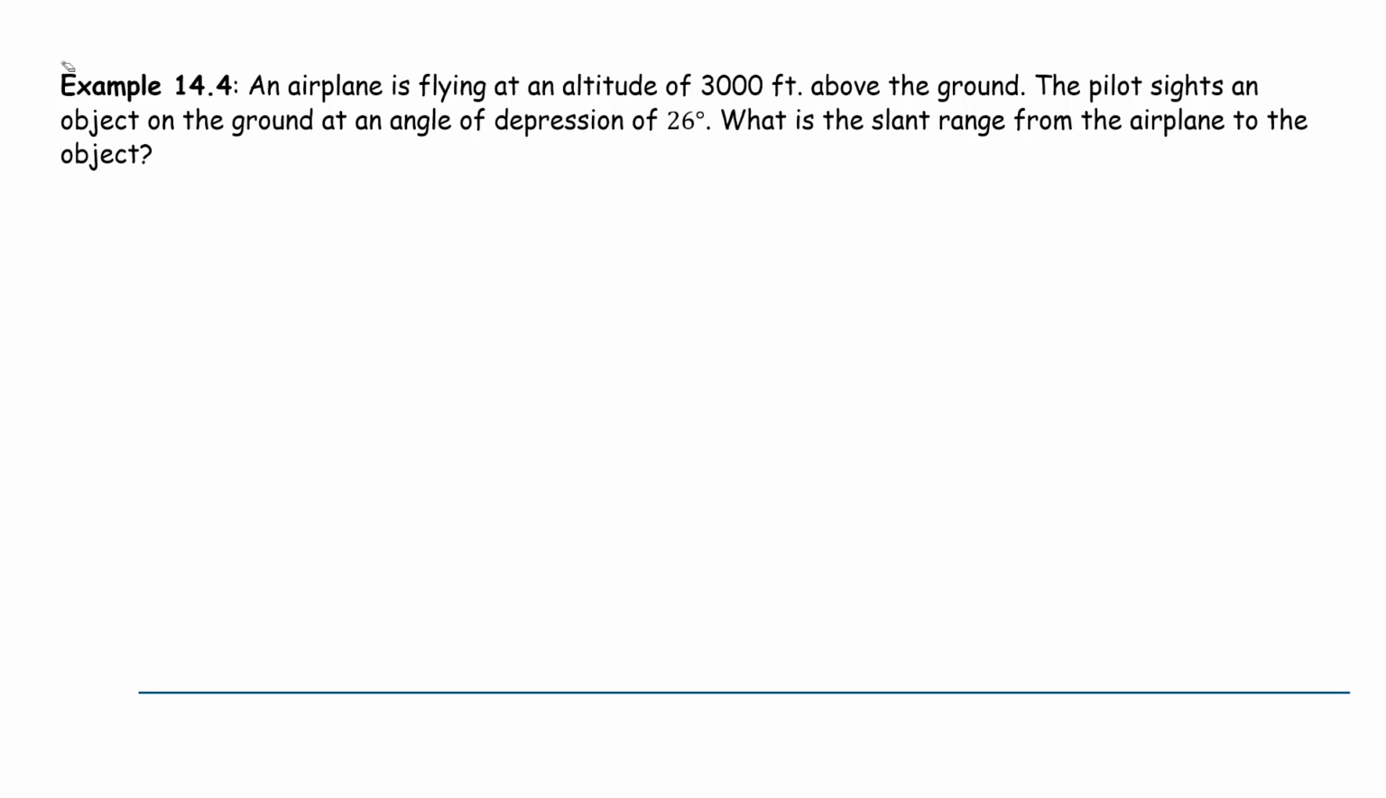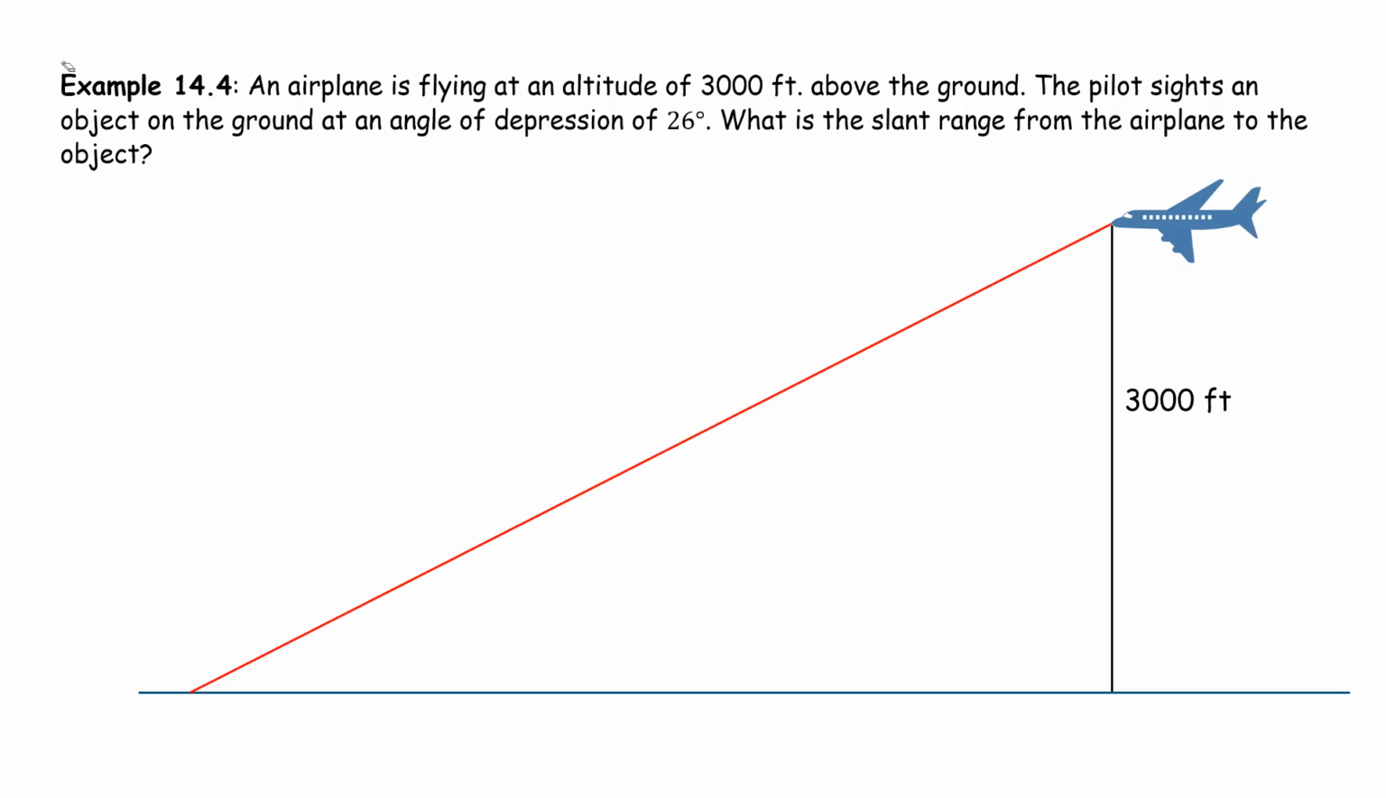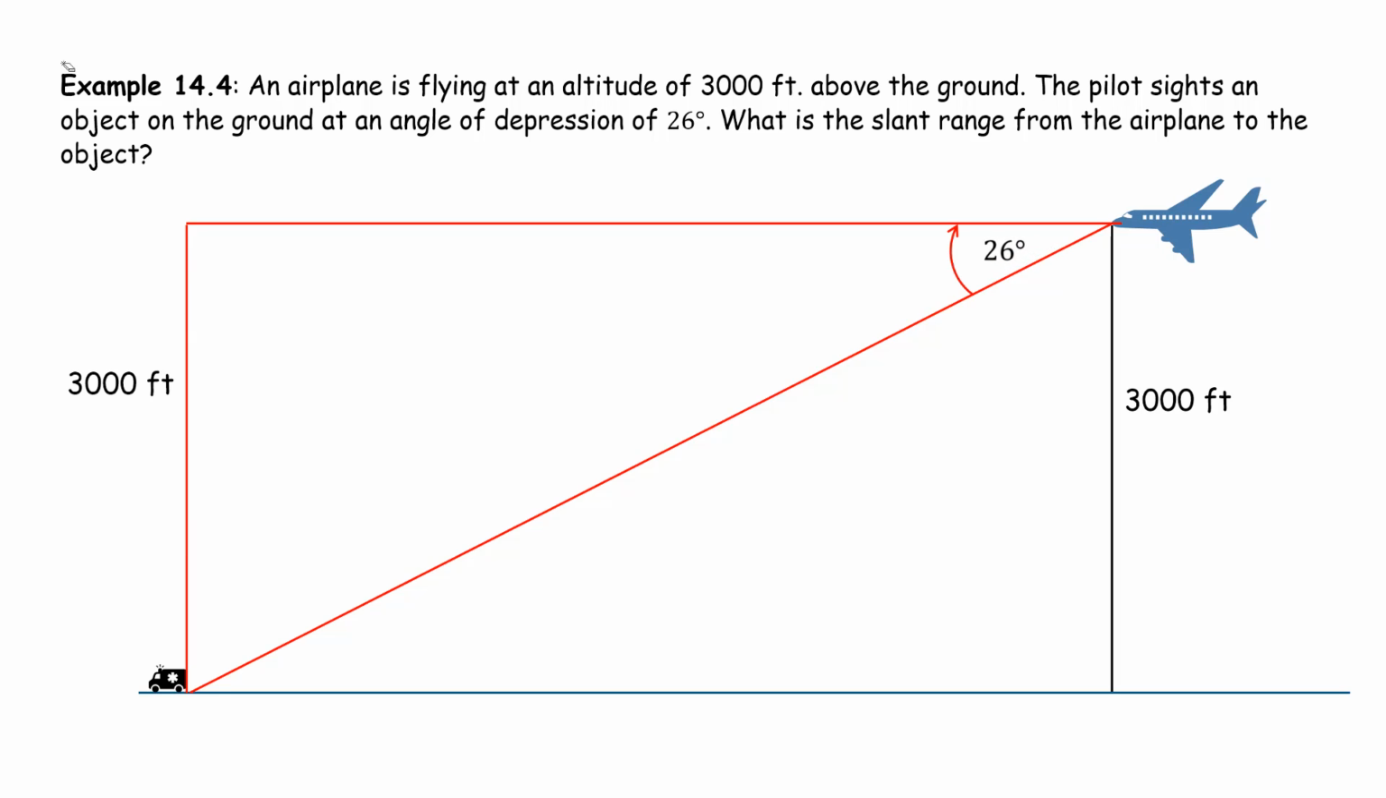Okay, so here is another one with an angle of elevation or depression. An airplane is flying at an altitude of 3,000 feet above the ground. The pilot sights an object on the ground at an angle of depression of 26 degrees. No, that is wrong. That is not the angle of depression. That's being measured from the vertical, not the horizontal. That is wrong. That's the horizontal. That's where that angle should be. So you got to be super careful that you're measuring the angle from the horizontal.